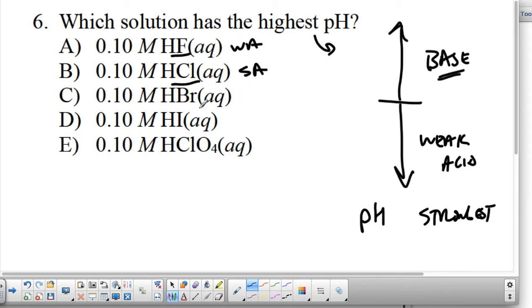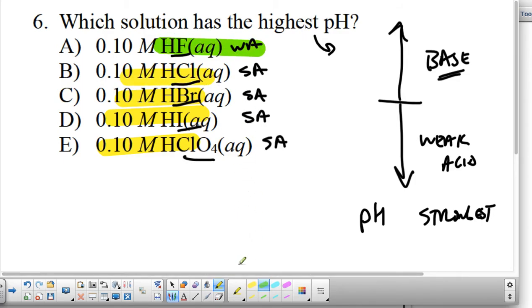So if we look here, HF is a weak acid. HCl is a strong acid. HBr is a strong acid. HI is a strong acid. And HClO4, those are all strong acids. So this, that, and that are strong acids.